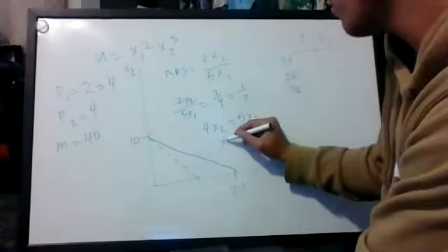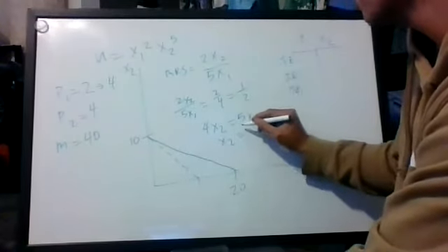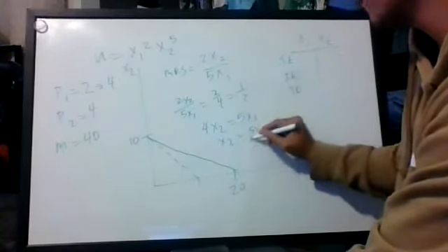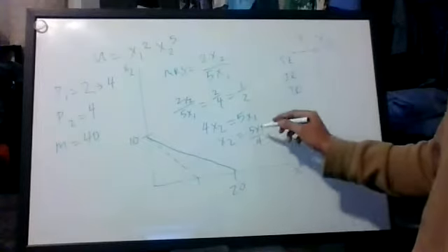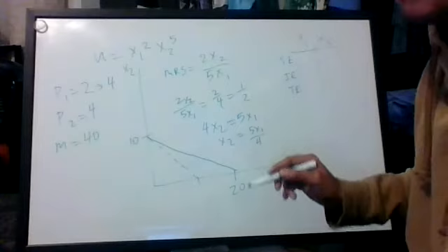And let's just solve for x2 first. x2 is equal to 5x1 divided by 4. And I'll plug this into my budget constraint in order to solve for my variables, right?